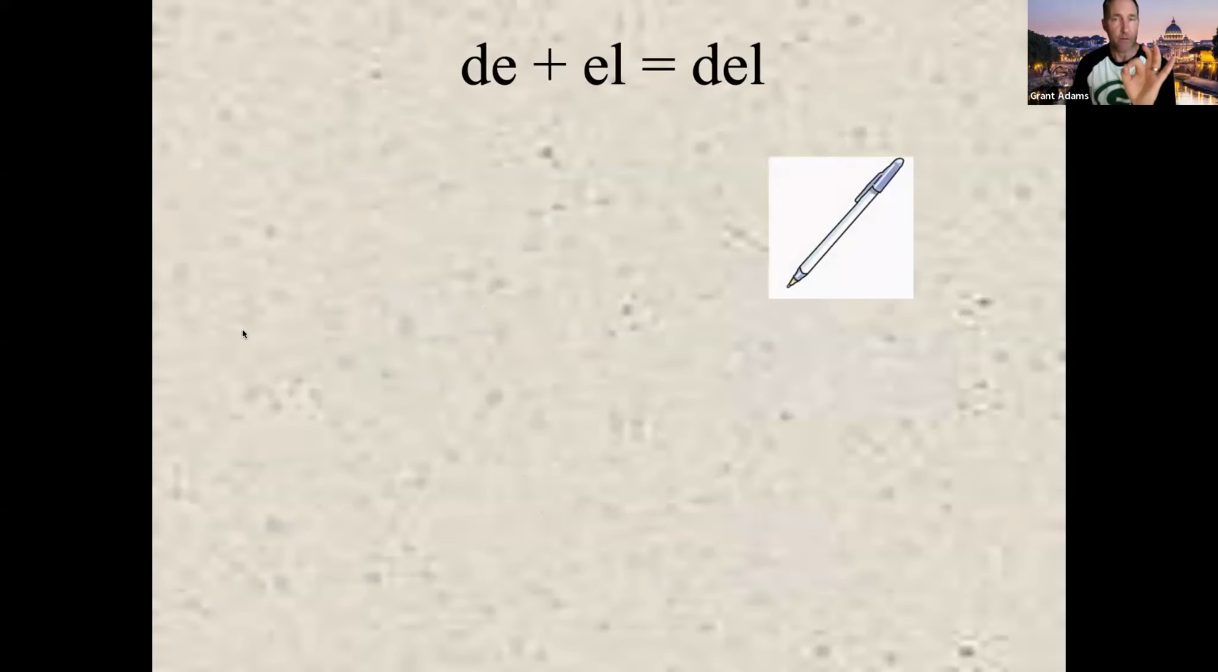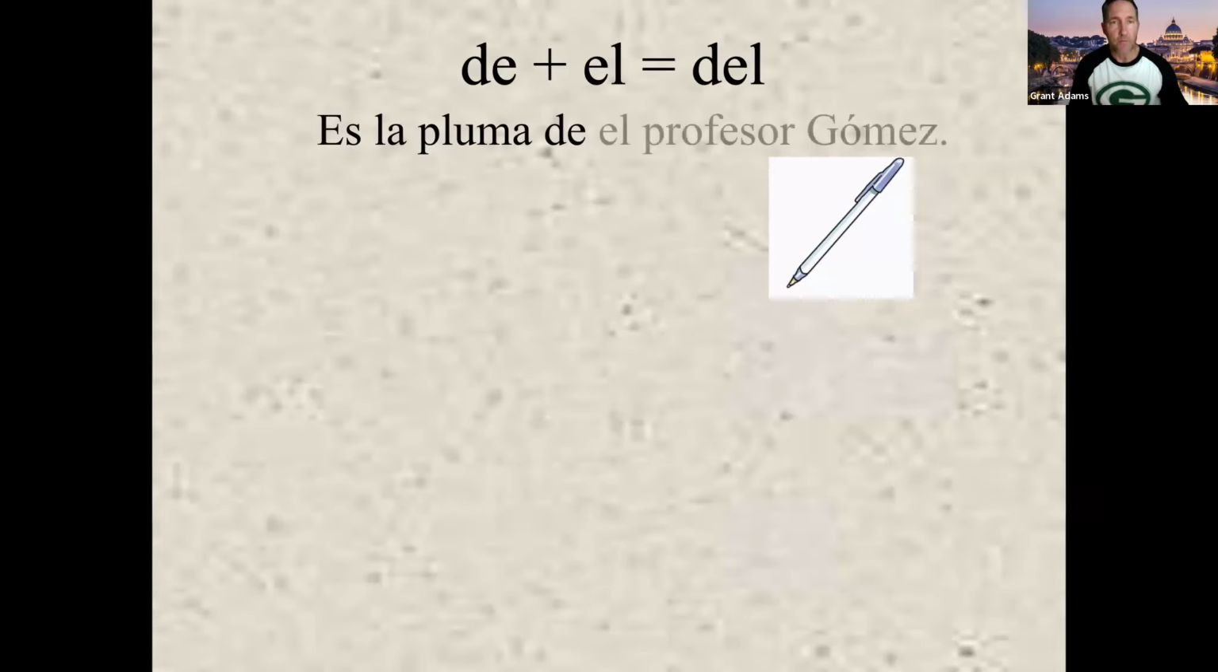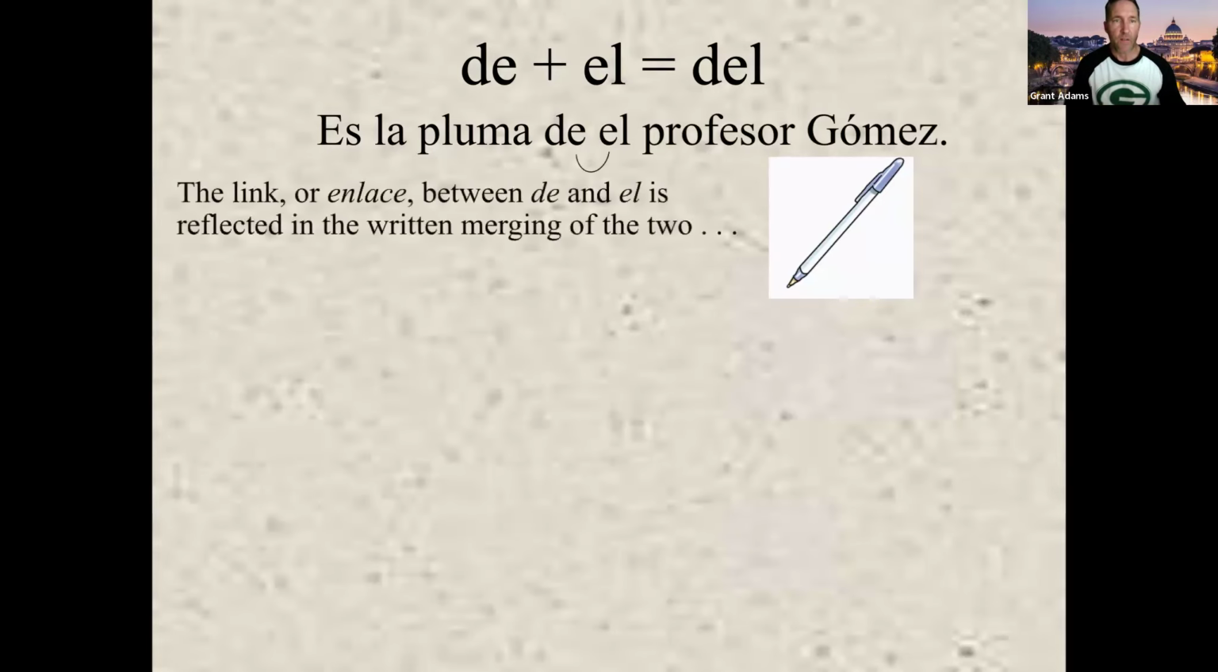De él. Combined, del. De él, del. Por ejemplo, note to self. I did not animate the pen. I always like to animate these. Did not animate. I'll fix it in post. Es la pluma de el profesor Gómez. What do I have to do? I've got to link them. Squeeze those together. Es la pluma de el profesor Gómez, and then I change it to del, right?